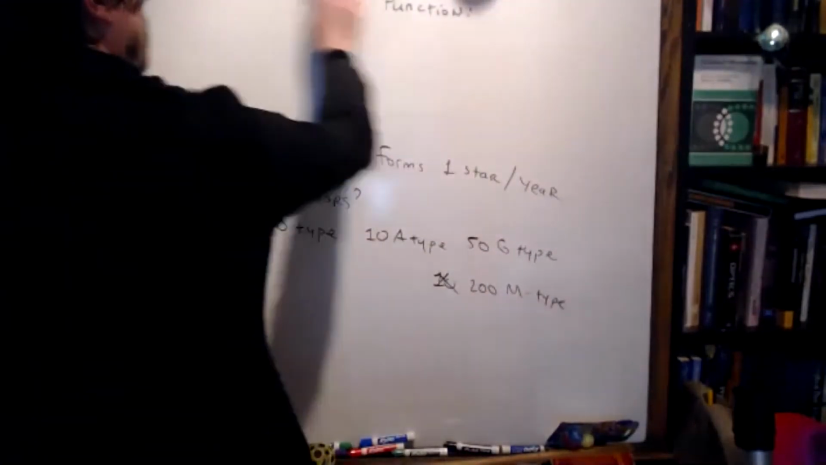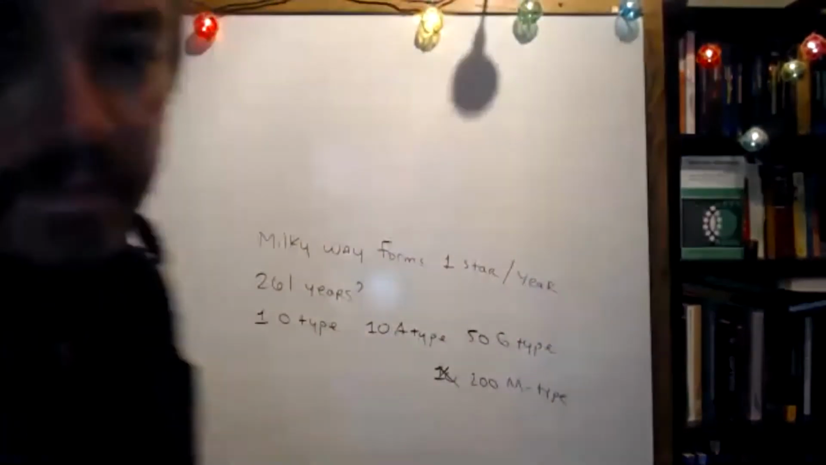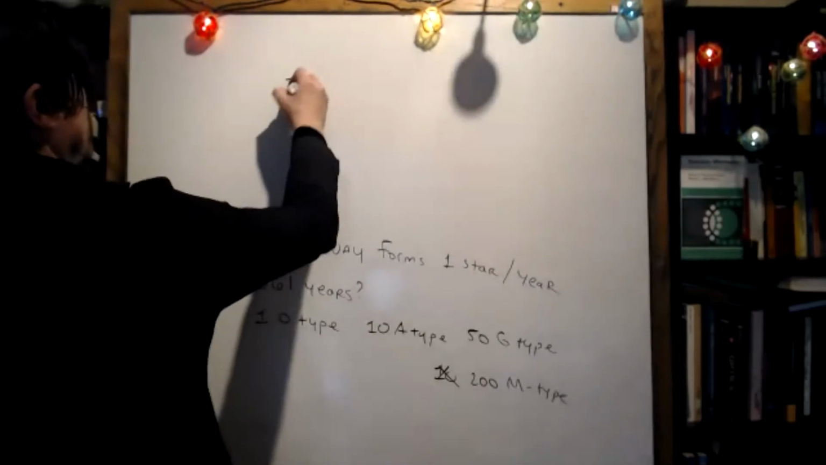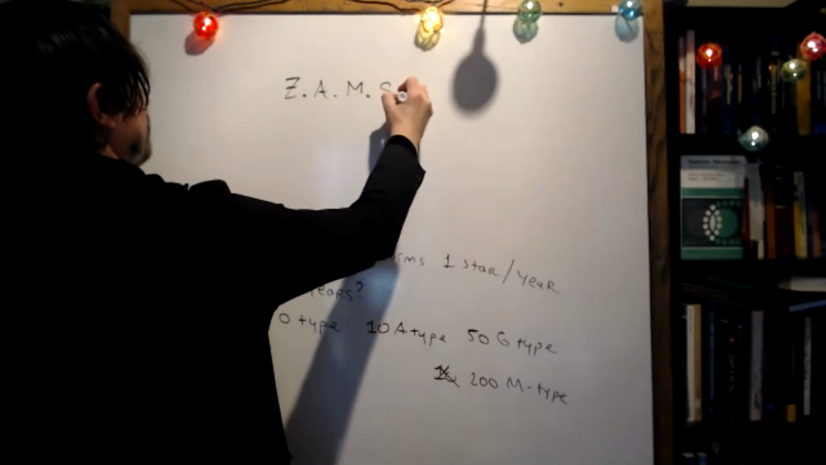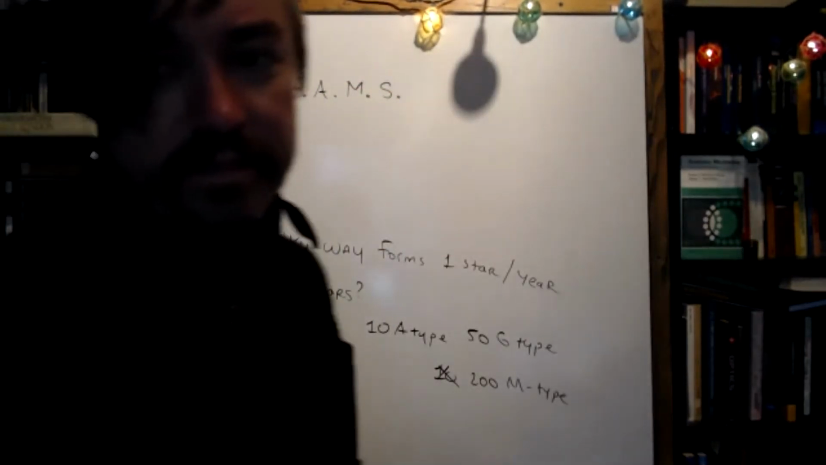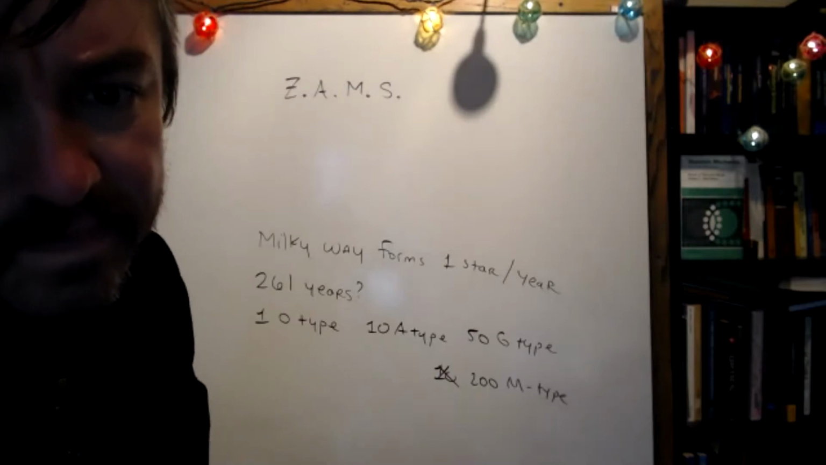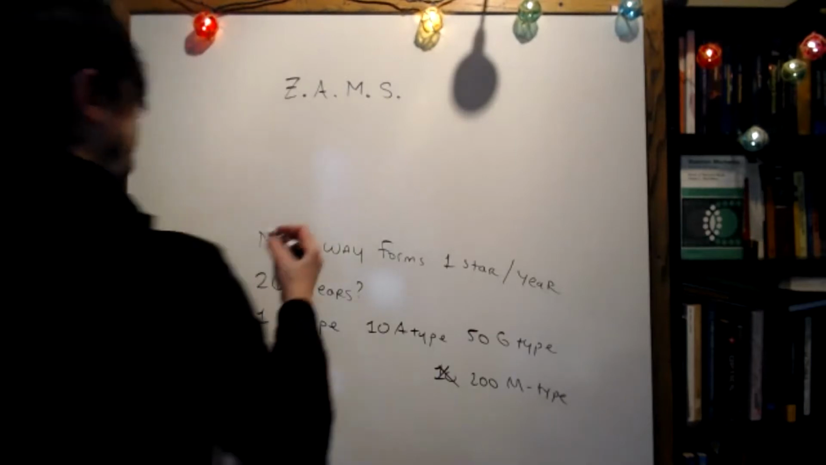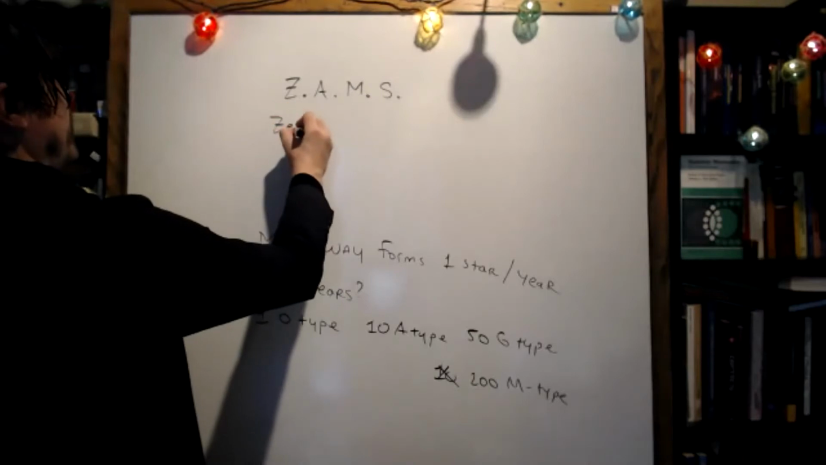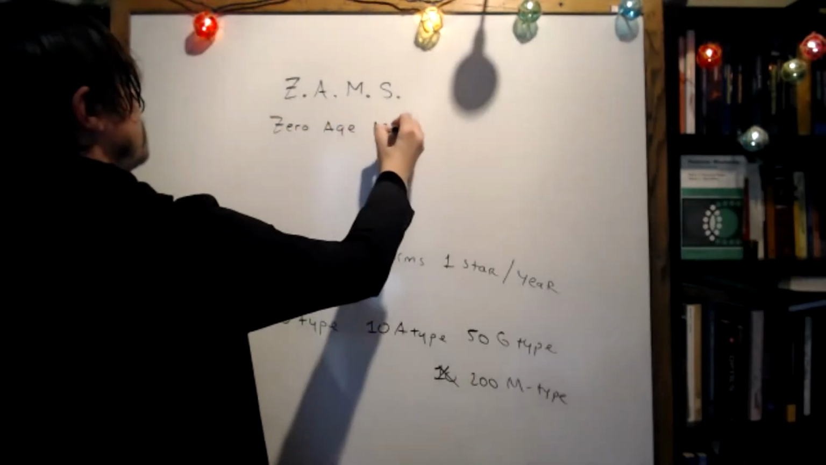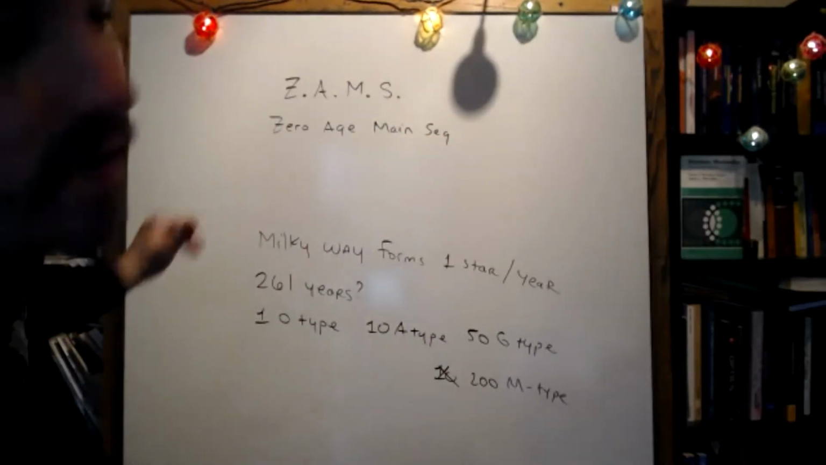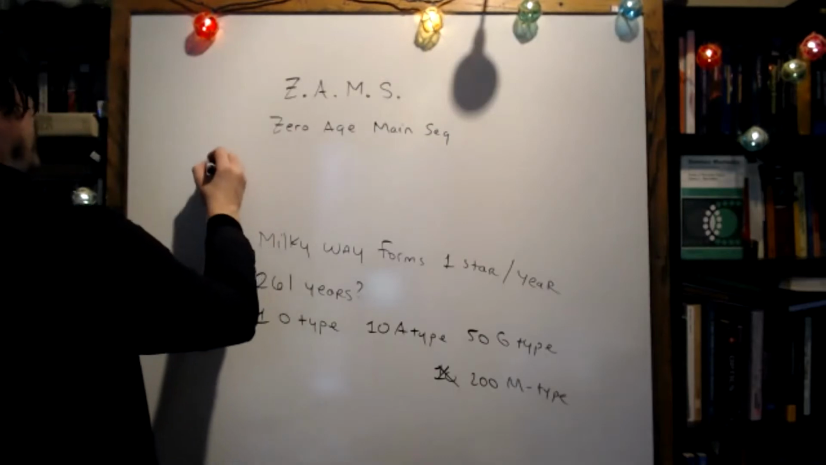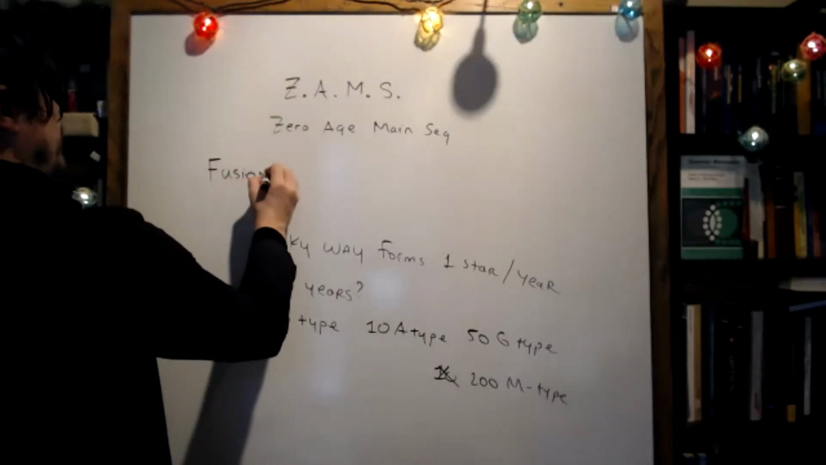On the day that a star forms, it begins a process of fusing hydrogen into helium, and that's when it becomes a so-called ZAMS star. Does anyone out there remember what ZAMS stands for, this acronym? Zero age main sequence. Yeah, thank you, Christopher. Zero age main sequence basically means it's the star's birthday. It was just born. And when a star is born, it undergoes its first round of fusion.